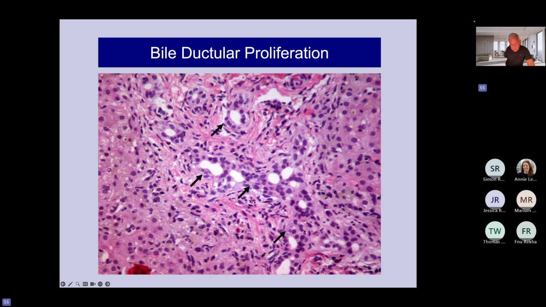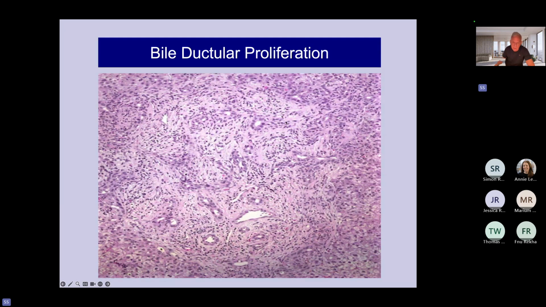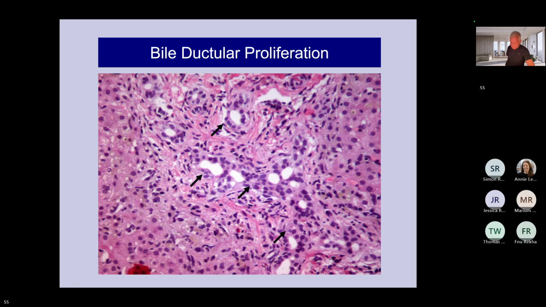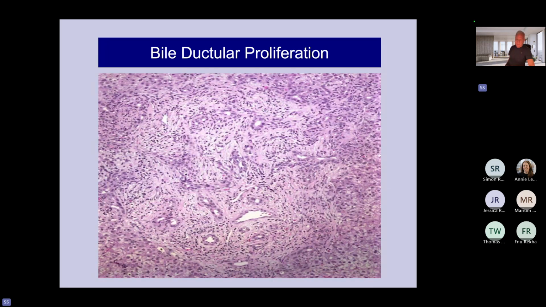This is a string of pearls caught in a different cut. So this is actually caught longitudinally. Here's an even better shot. String of pearls. And when you get this on the boards, it's not going to be subtle. They'll show you something like this, which is really obvious.